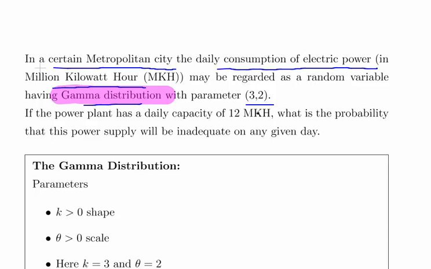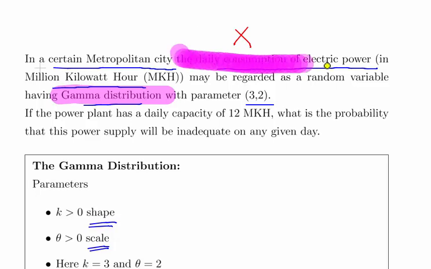Just to start off, there are other variant ways of specifying the gamma distribution, but I'm using the shape and scale parameter as my default setting. In other questions, if I am using a different specification, I will make it more evident. But this is the shape and scale parameter, 3 and 2. The variable of interest here is the daily consumption of power, so that's our x variable.